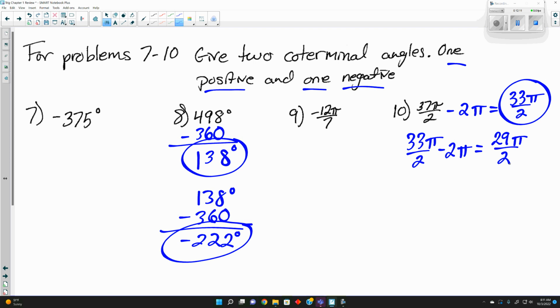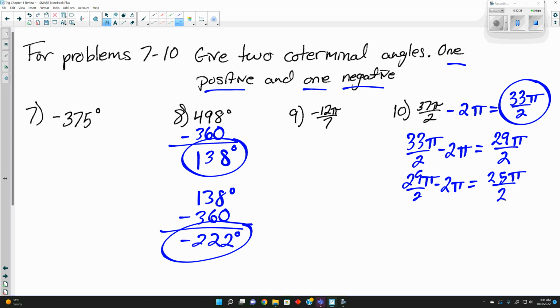So do I have my two angles? No, 29 pi over 2 is still a positive coterminal angle, yes? So what can we do? I can subtract 2 pi again. Which would give us 25 pi over 2. Well, I still don't have one, do I?